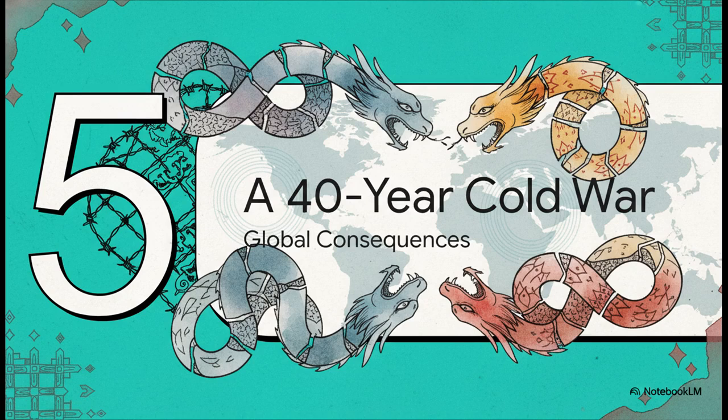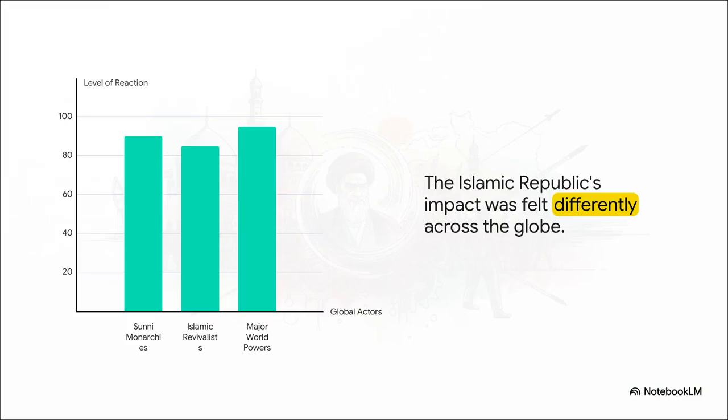Now, the hostages did eventually get released, but the damage was done. That crisis kicked off what you could basically call a 40-year Cold War between Iran and the West, and the consequences of that conflict have rippled across the entire globe. And you can see how this sent shockwaves around the world, but in totally different ways depending on who you were. The Sunni monarchies like Saudi Arabia were terrified.